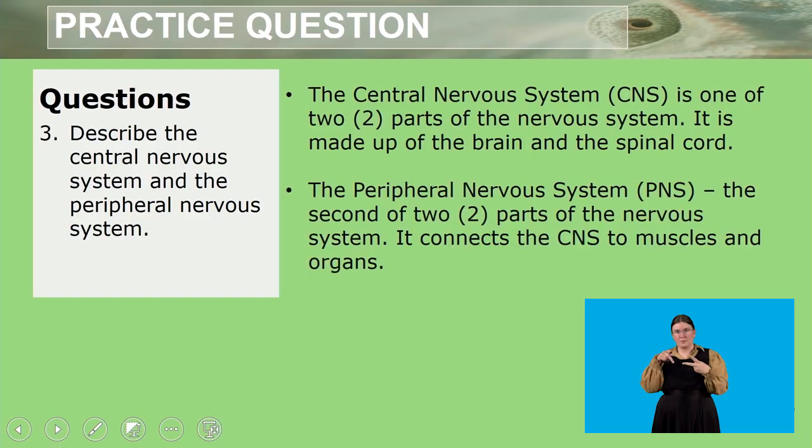And our description of the peripheral nervous system, which is abbreviated as PNS, we know that it is the second of two parts of the nervous system. We know that it connects the central nervous system to muscles and organs.